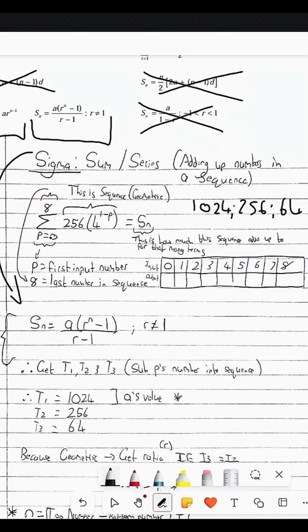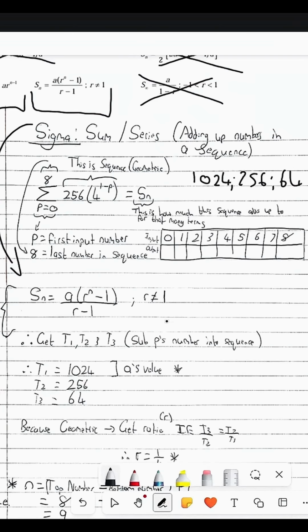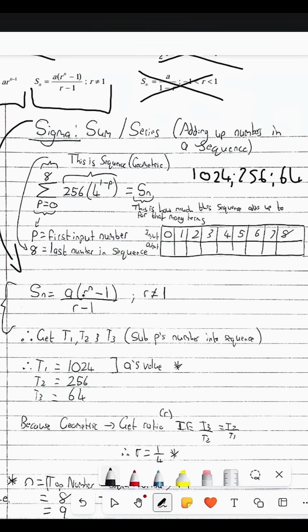What we need to look at is our first input value. Our p equaling 0 is our first input value and our 8 is the last number in the sequence. So if we draw it as an input-output box like this, we go from 0 to 8. These are all the inputs we're working with and we want to add up the outputs of all of them. And that's where this formula comes in because we need our a, our r, and our n.